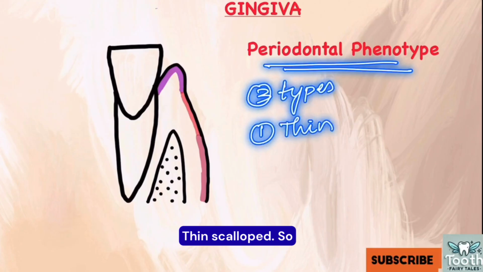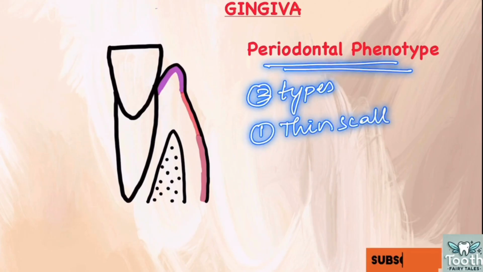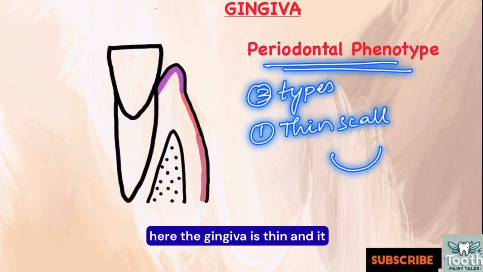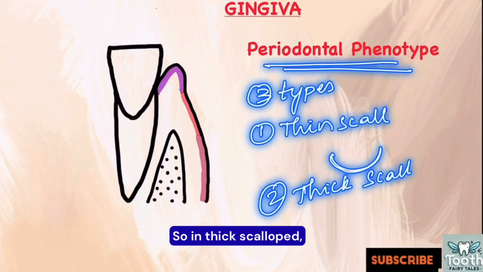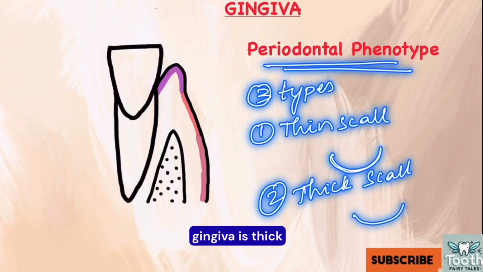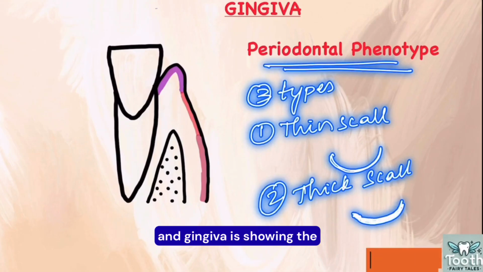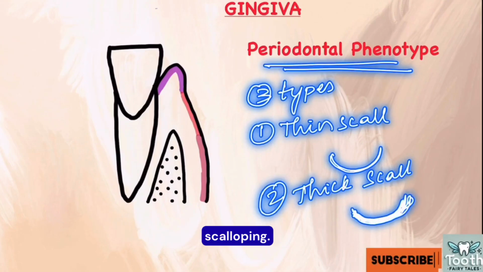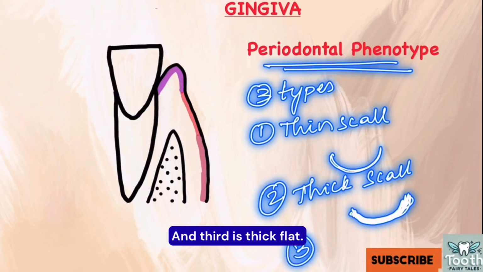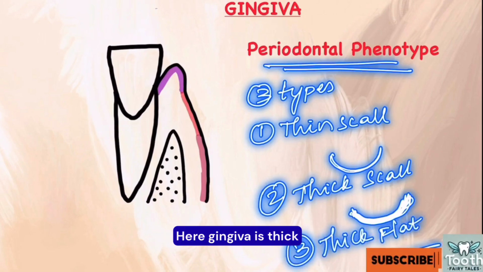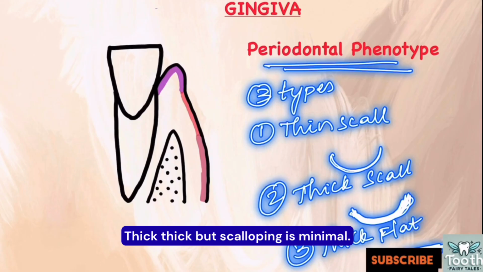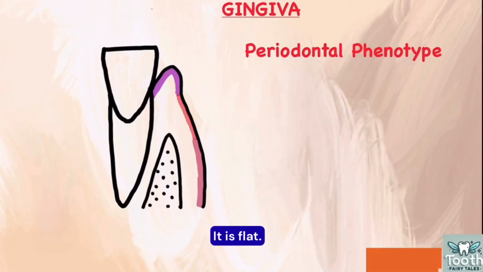thin scalloped. Here the gingiva is thin and it is scalloped. Second is thick scalloped, thick and scalloped. In thick scalloped, gingiva is thick and gingiva is showing the scalloping. And third is thick flat. Here gingiva is thick but scalloping is minimal, it is flat.